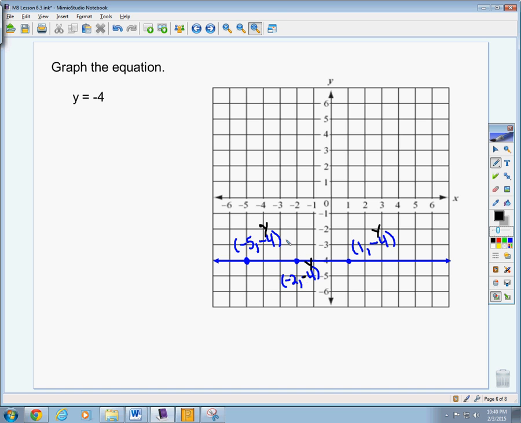So again, the majority of this lesson is not new things. It's just looking at the things we've been working on in a way that lets us see that they're all related, that there's a reason we have all these different representations.